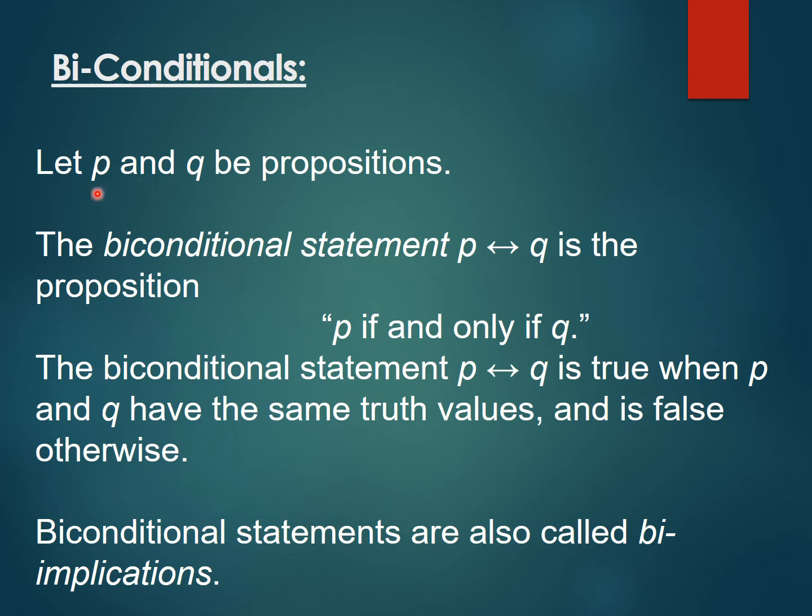Biconditionals. Let P and Q be propositions. The biconditional statement is the proposition P if and only if Q. The biconditional statement P if and only if Q is true when P and Q have the same truth values and is false otherwise. Biconditional statements are also called bi-implications.